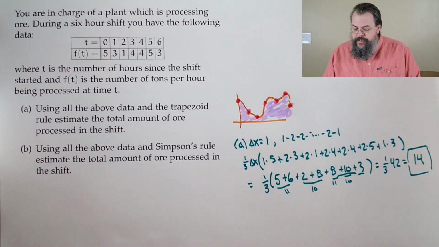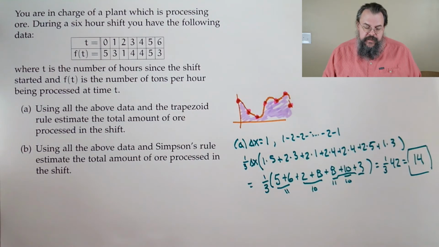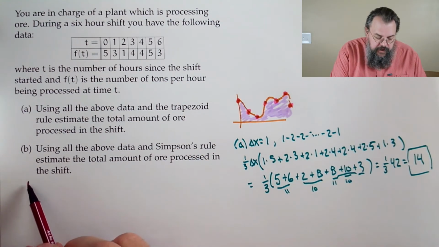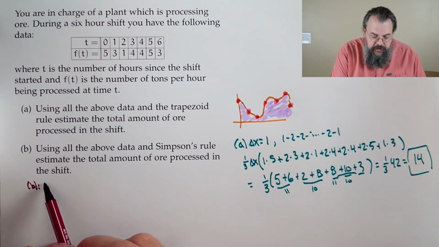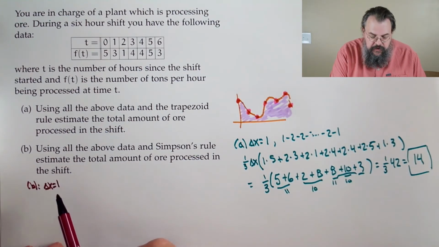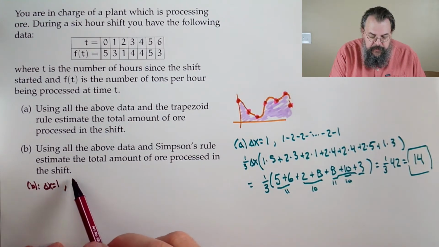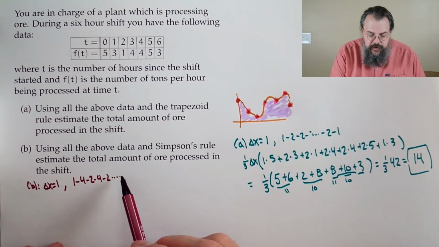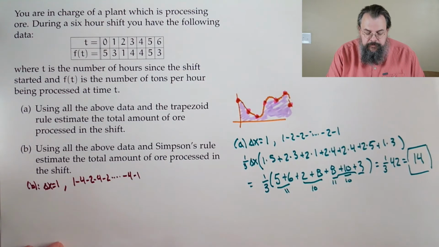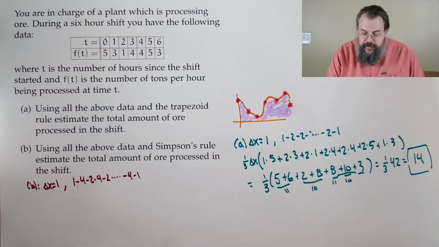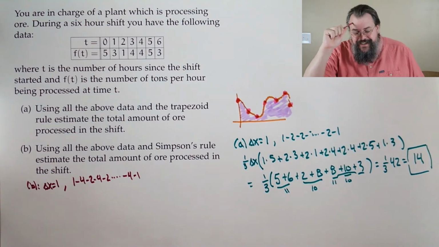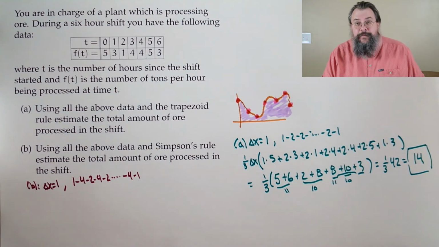Now, let's go to Simpson's rule. What is Simpson's rule? That's part B. It says use all the data and Simpson's rule to estimate the amount of ore processed. So we have delta x is 1. And now what's the pattern for Simpson's rule? It's 1, 4, 2, 4, 2, and so forth, ending with a 4, 1. Whoops, I made a mistake here. Let's go back and fix it.